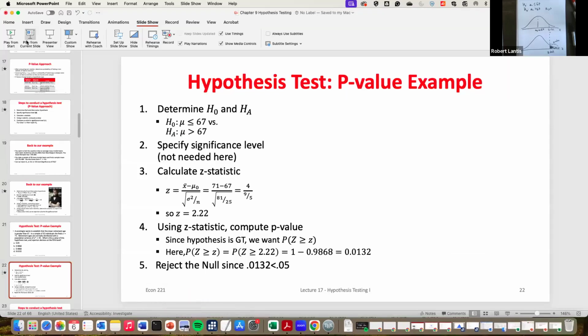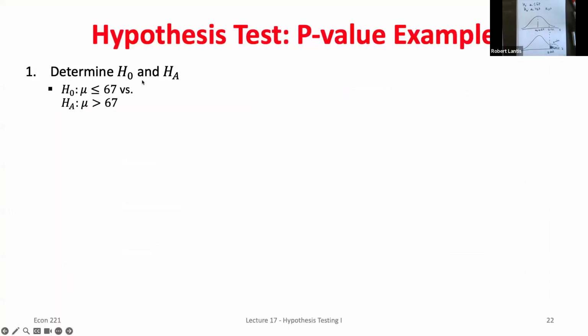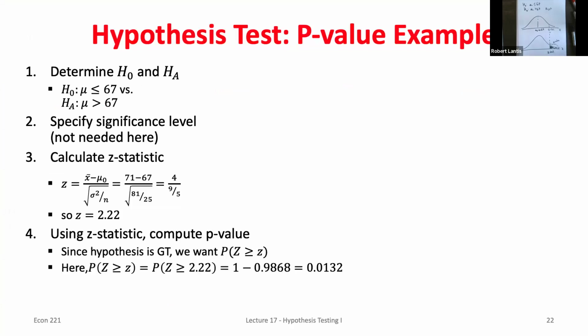All right. So with that p-value of 0.0132, do I reject the null? Well, we said my significance level, alpha, is 0.05. So yes, this in fact is less than that alpha.